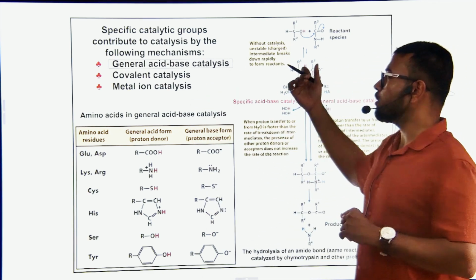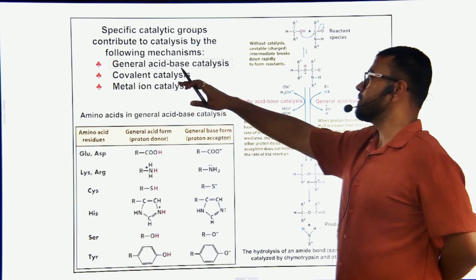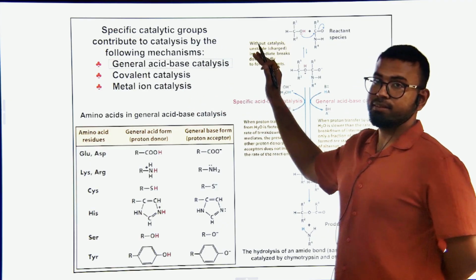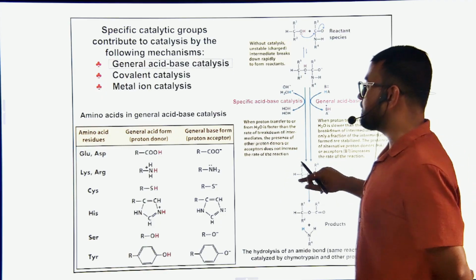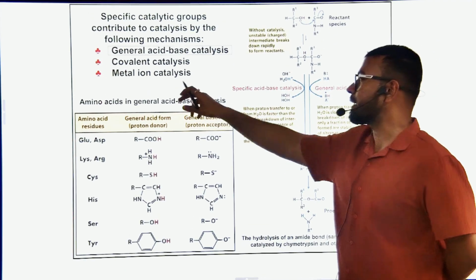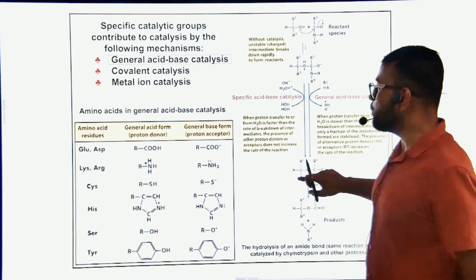What kind of catalysis normally occurs is mentioned over here. Acid-base catalysis is very frequent. Covalent catalysis is very rare, as I have stated previously. And the third one is metal ion catalysis. I have stated a few examples.